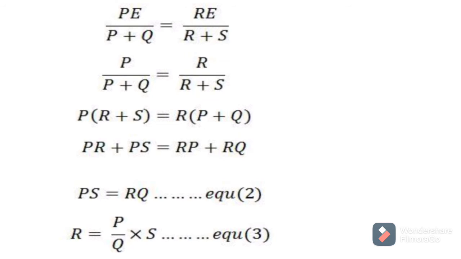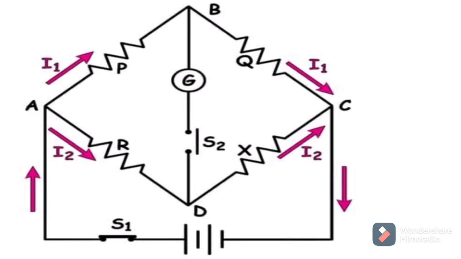Then P multiplied by R plus S is equal to R multiplied by P plus Q. Then next, PR plus PS is equal to RP plus RQ. That means PS is equal to RQ, equation number 2. Then next, R is equal to P upon Q into S, equation number 3. Equation 2 shows the balance condition of the Wheatstone bridge. The value of unknown resistance is determined with the help of equation number 3. R is the unknown resistance and S is the standard arm of the bridge, and P and Q are the ratio arms of the bridge.